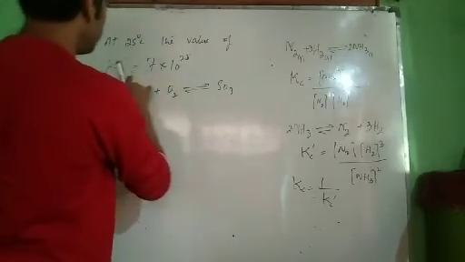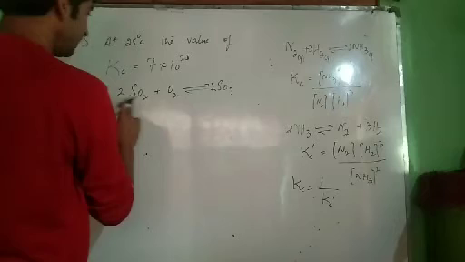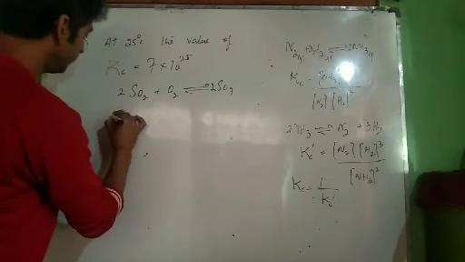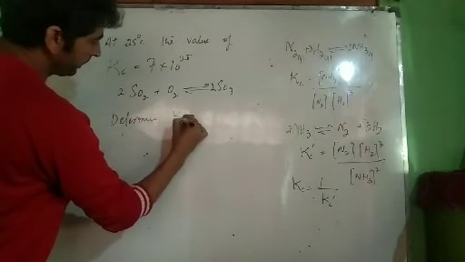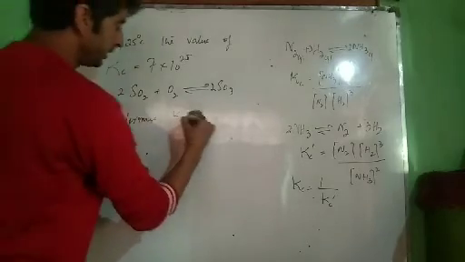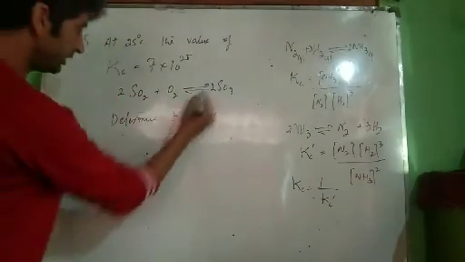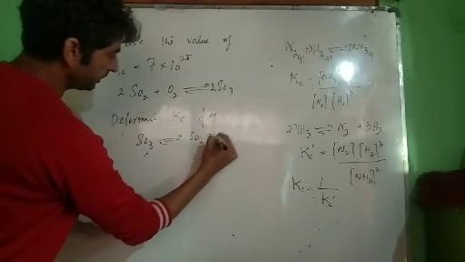For this reaction Kc is equal to this. This is twice, 2 threes are 6 and 6. What is the value of Kc for the reaction? Determine Kc. Kc is given for this reaction. Determine Kc for which reaction? For the reverse reaction, that is SO3 gives SO2 plus oxygen.